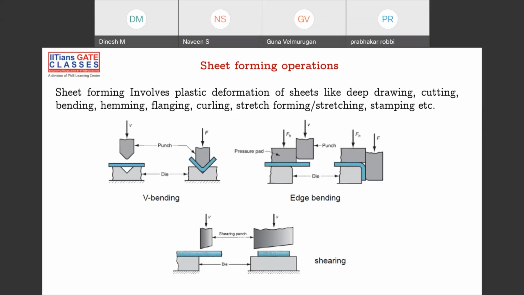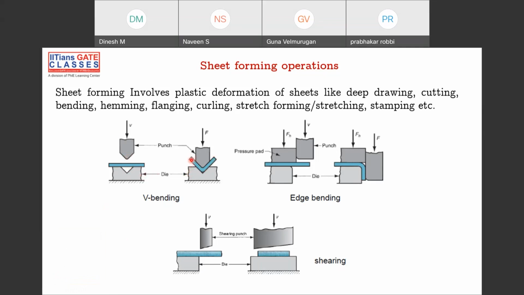Now that we understand the difference between bulk metal operations and sheet metal forming operations, there are different types of forming operations here. The diagrams are very well put. In V bending, you can see there is a V die, a die with a V-shaped dent in it. A sheet is placed upon that, and then we have a punch. With the help of the punch, force is applied onto the sheet, and the sheet takes the form of a V. So this is called V bending.